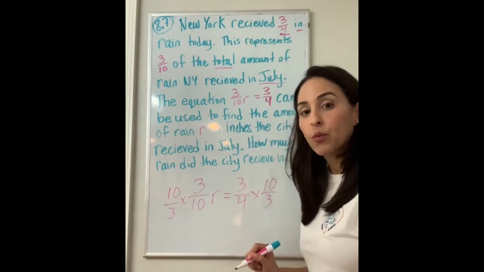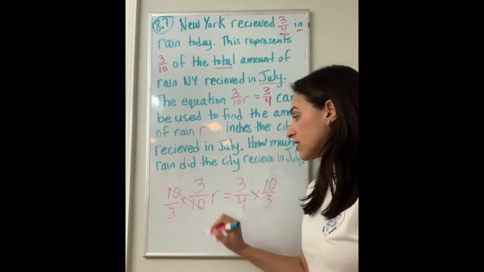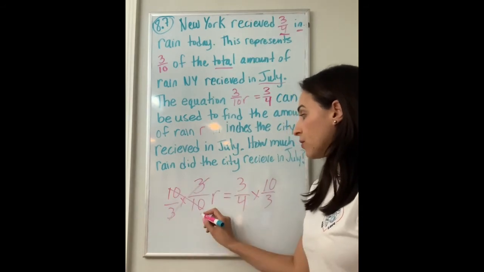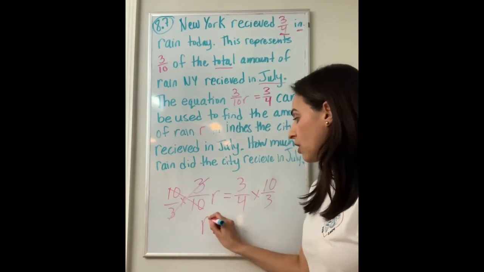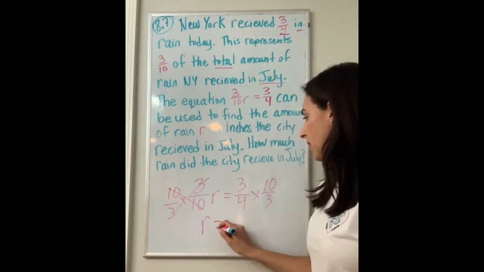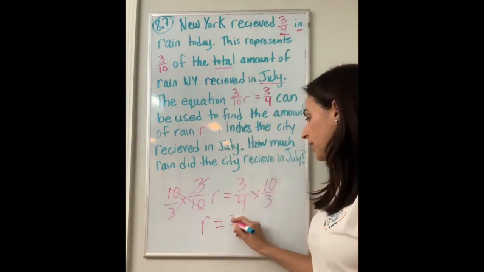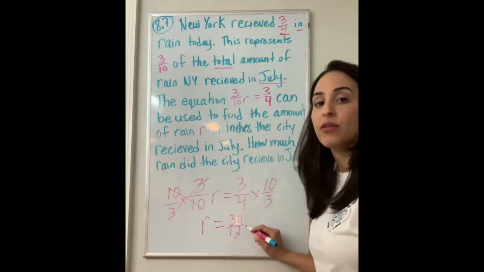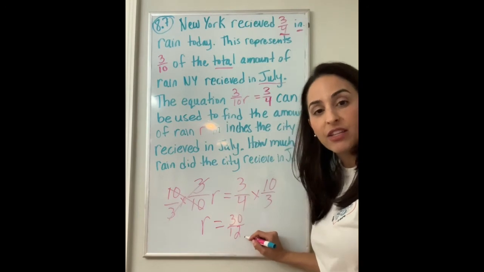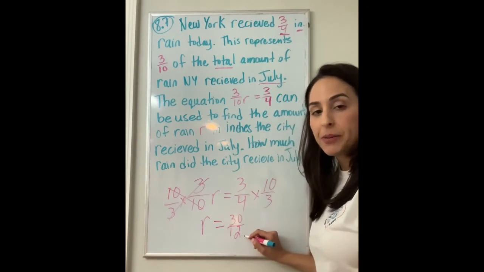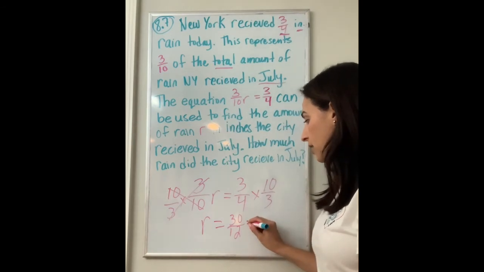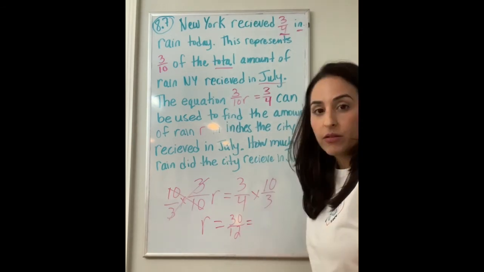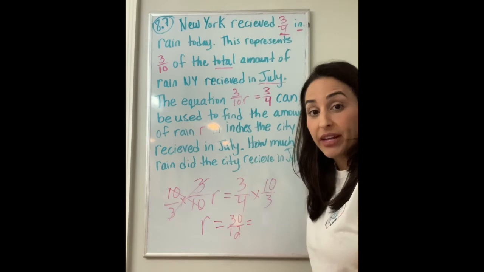This cross cancels. I showed you in the video before why it cross cancels. So I'm just gonna go ahead and cross cancel. And we would have 30/30, and 30 divided by 30 is 1, and we know that we can just leave r, 1r. 3 times 10 is 30, and 4 times 3 is 12. This is an improper fraction, so I have to divide to get it not to be an improper fraction. So 30 divided by 12.